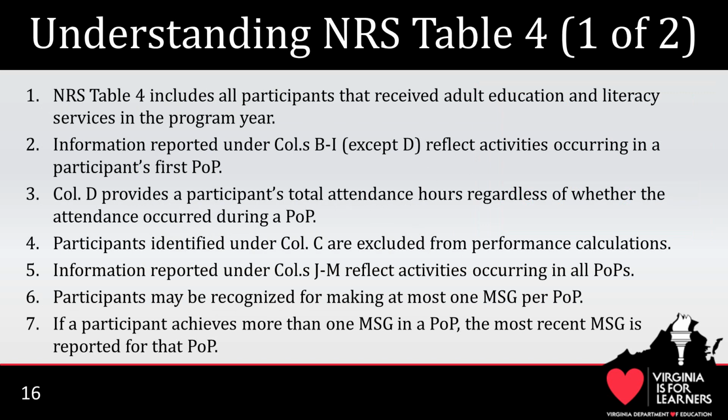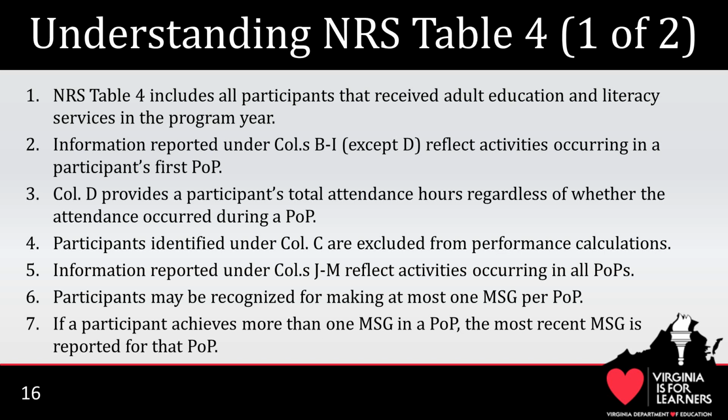Some important things to keep in mind about NRS Table 4. NRS Table 4 includes all participants that received adult education and literacy services. With the exception of column D, information reported under columns B through I represents activities related to a participant's first POP. Information reported under columns J through M represents performance occurring in all POPs. Column D provides the total attendance for a participant, including attendance that occurs outside of a POP, but within the fiscal year. Participants who exit because of special circumstances, see Slide 7, Understanding Exit Dates, 2 of 2, are captured under column C and are excluded from performance calculations.